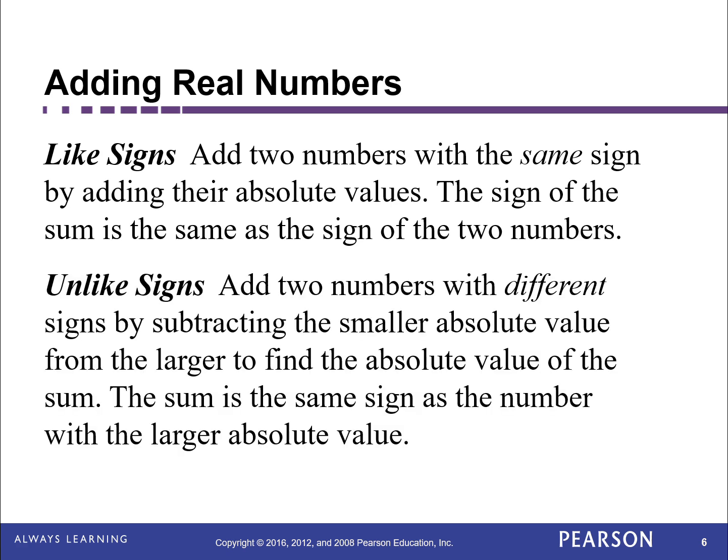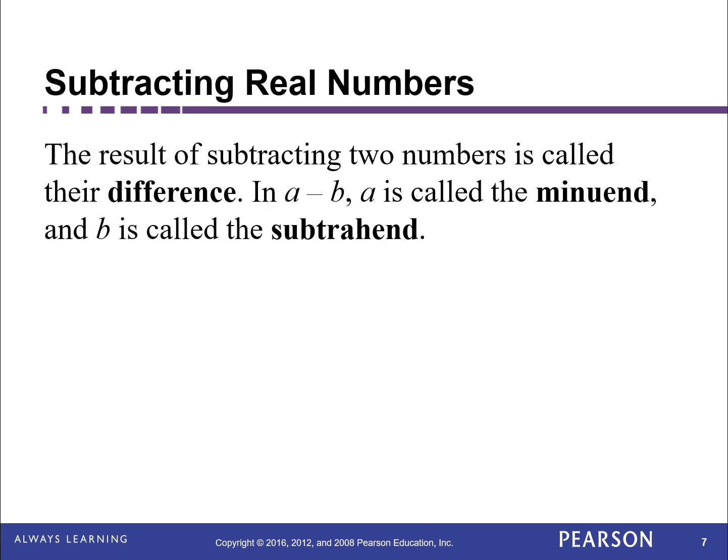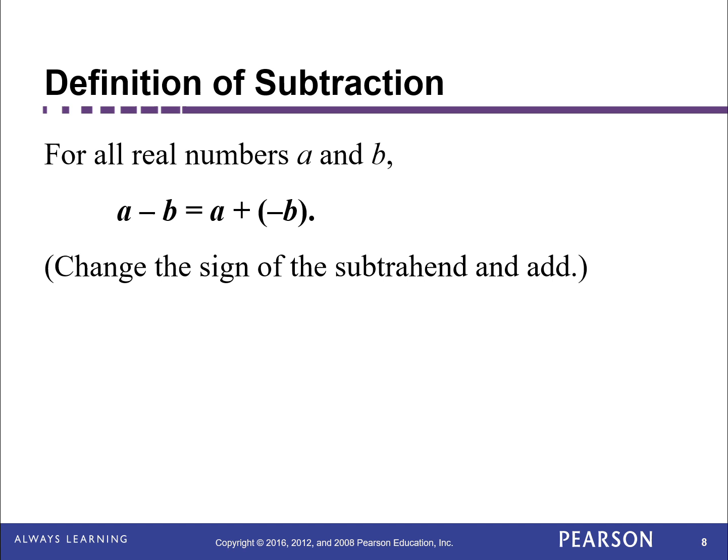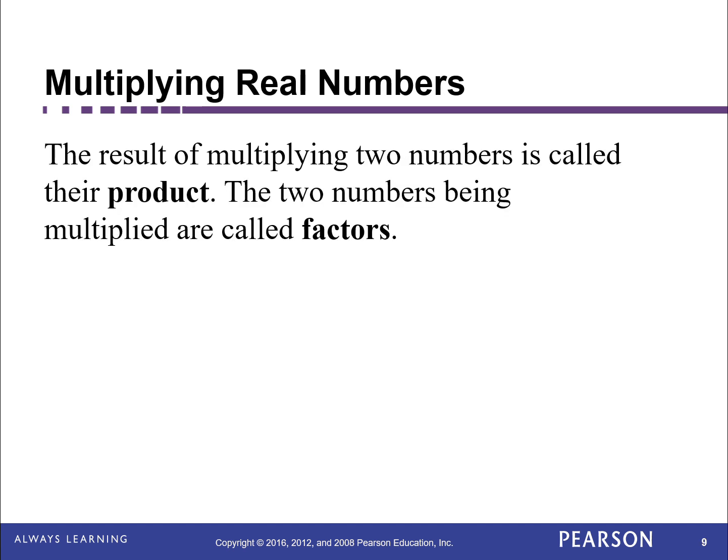Okay. When we add unlike signs, we're adding two numbers with different signs by subtracting the smaller absolute value from the larger to find the absolute value of the sum. The sign of the sum is the same sign as the number with the larger absolute value. Okay. The result of subtracting two numbers is called their difference. In A minus B, A is called the minuend and B is called the subtrahend. For all real numbers A and B, A minus B equals A plus negative B. Change the sign of the subtraction and add.